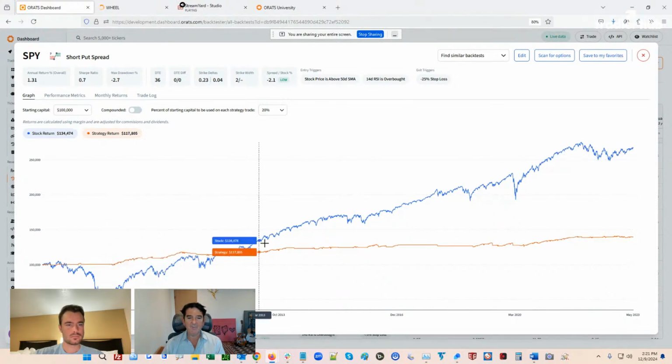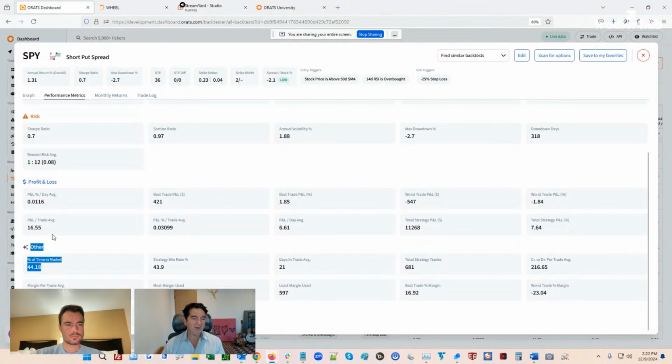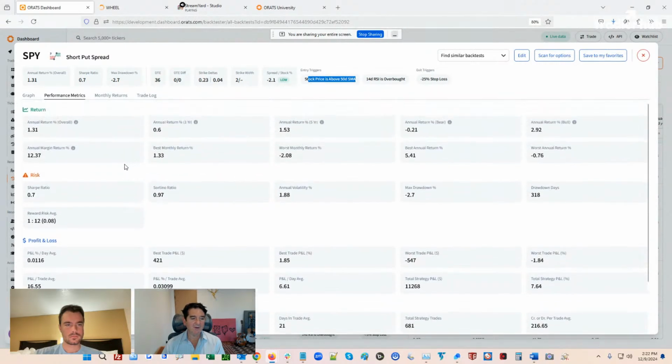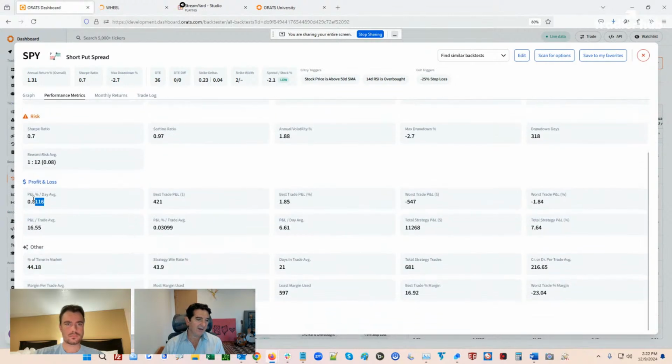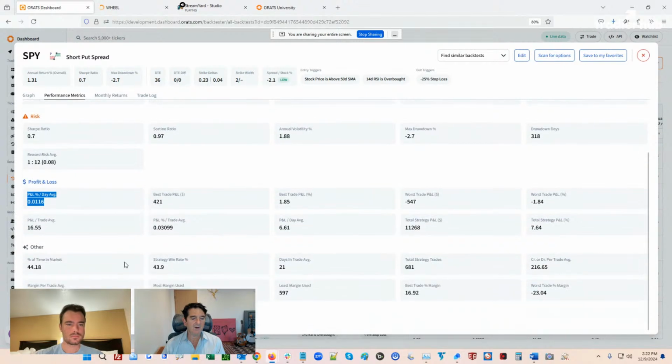Let's just see the performance metrics. It's not in the market that much because we are only there when it's overbought and when the stock price is above the 50-day simple moving average. This is the strategy they want to use. In these cases, I like to look at the P&L per day, 0.01%, rather than some of these other ones, because these don't always consider how many days you're actually in the strategy.